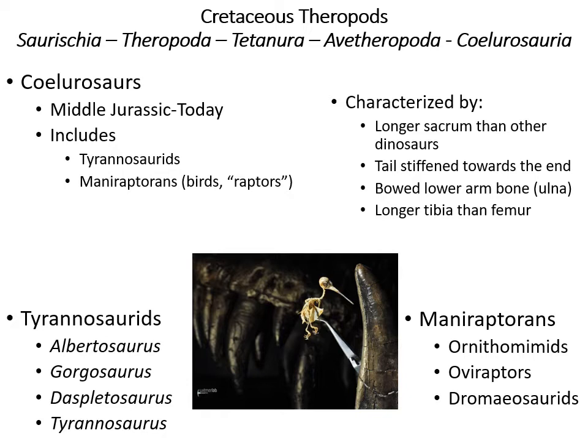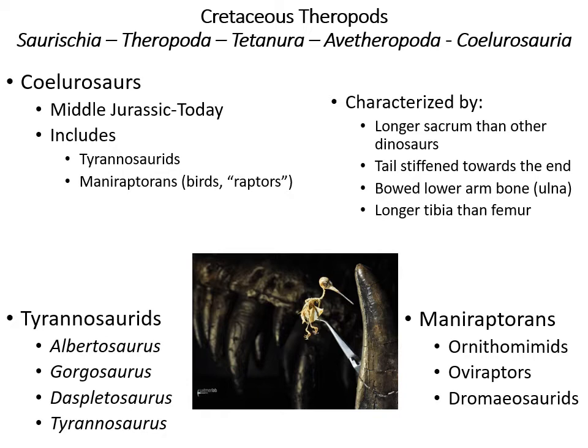They also have a tail that stiffens towards the end, so the vertebrae interlock together very, very strongly towards the end of the tail, making it this kind of stiff rod that would help them turn very quickly when they were moving. Their lower arm, the ulna, is also bowed out a little bit more, which is a characteristic that becomes very important for birds. And they have a longer tibia than a femur. And if you look at modern-day birds, that's also the case. Like when you're eating a chicken leg, you're actually eating the meat off the lower leg. If you look at chicken thighs, they're much shorter. And that's a characteristic that goes all the way back to being a Coelurosaur.